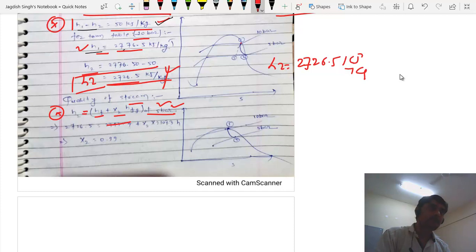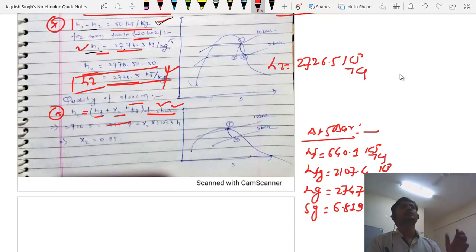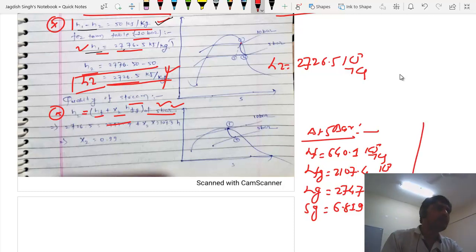By using a steam table at 5 bar, you are supposed to know how to look up the steam table. This is very important. Hf is given as 640.1 kJ per kg, Hfg is 2107.4 kJ per kg, Hg is 2747.5 kJ per kg, and Sg is equal to 6.819 kJ per kg K. These are the properties of steam at 5 bar.